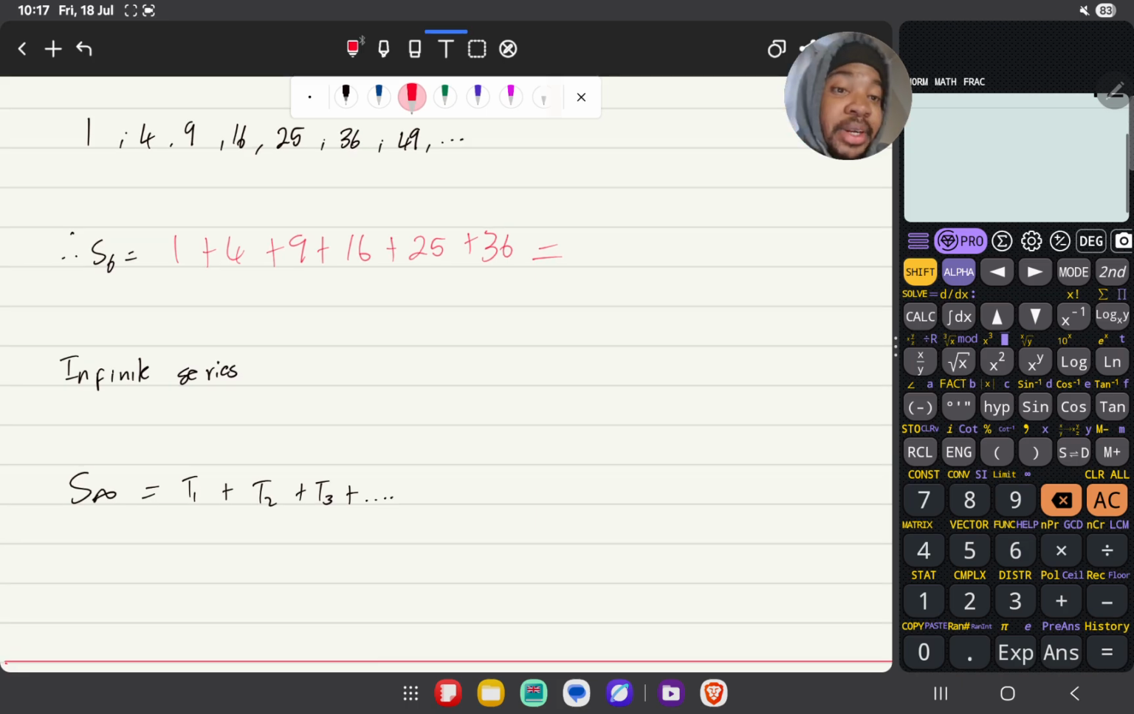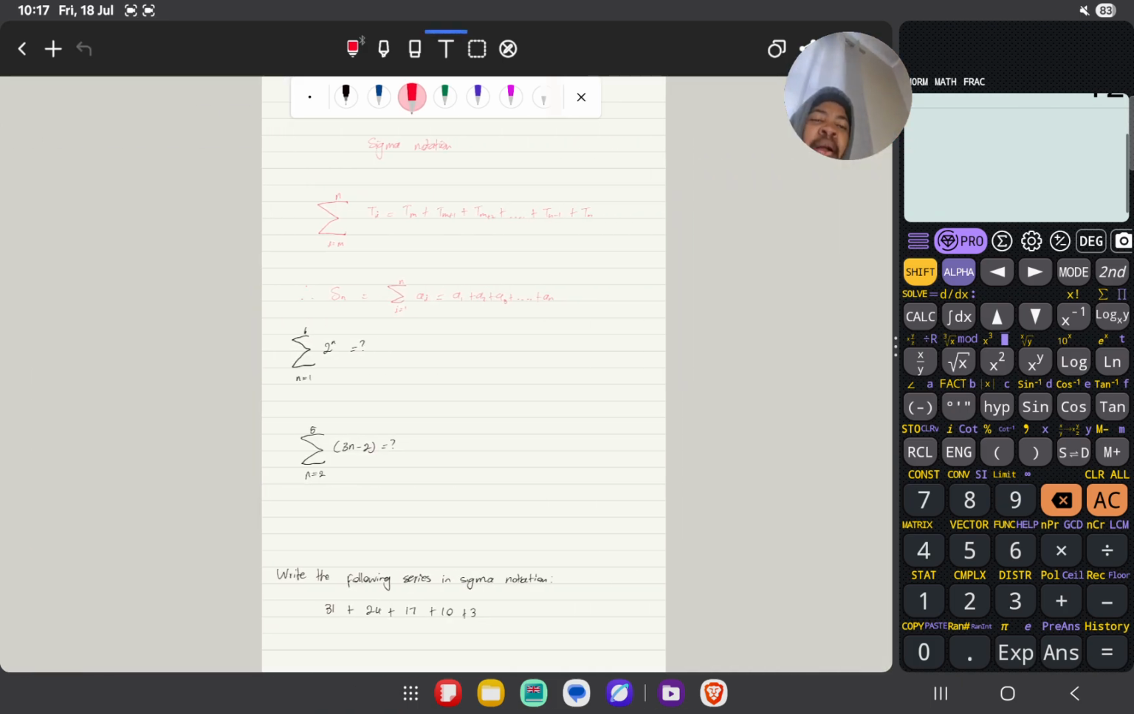For the infinite one, we're adding up until infinity. We are not adding up until a particular point. So it's summation to infinity, which is why we have S and the infinity sign. We are just adding. So let's go cook something.